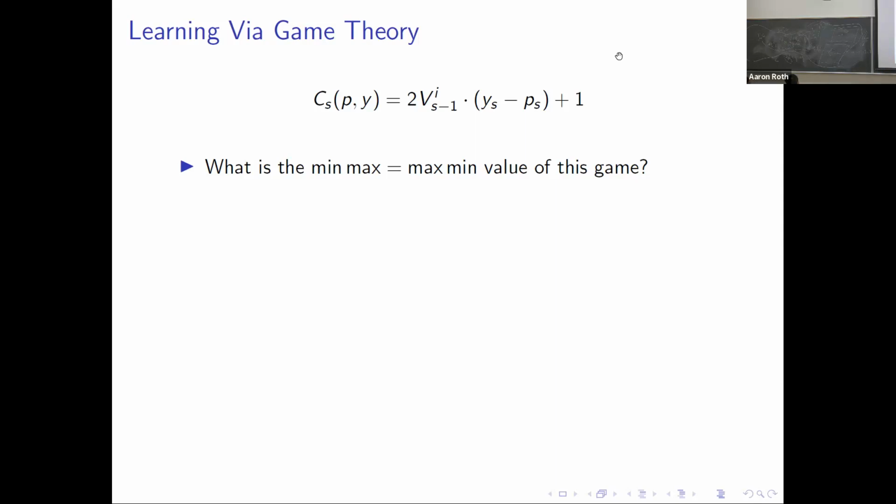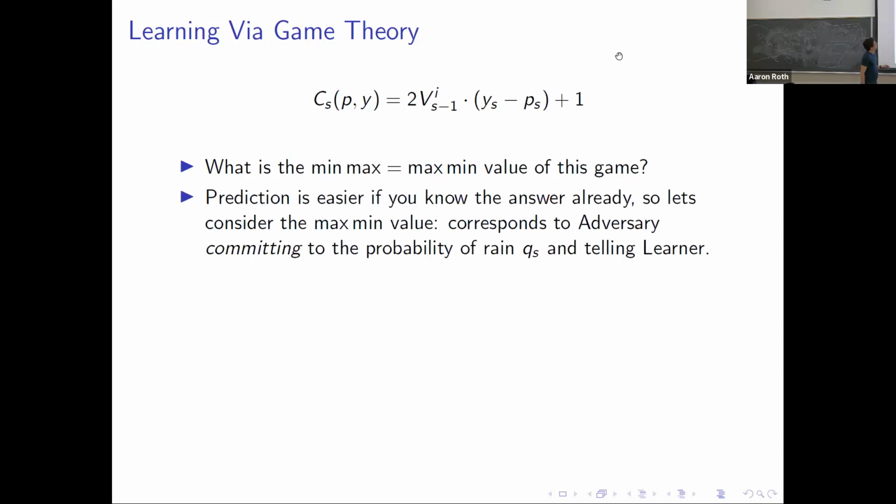So what's really happening in the situation we're analyzing is the learner is committing to their mixed strategy first, and the adversary is best responding. And we're interested in how well the learner can do. But the min-max theorem tells us that when analyzing the game, we can imagine that what's happening is the reverse, because order of play does not matter in a zero-sum game. That is the statement of the min-max theorem. So we can imagine when analyzing the game that the adversary goes first.